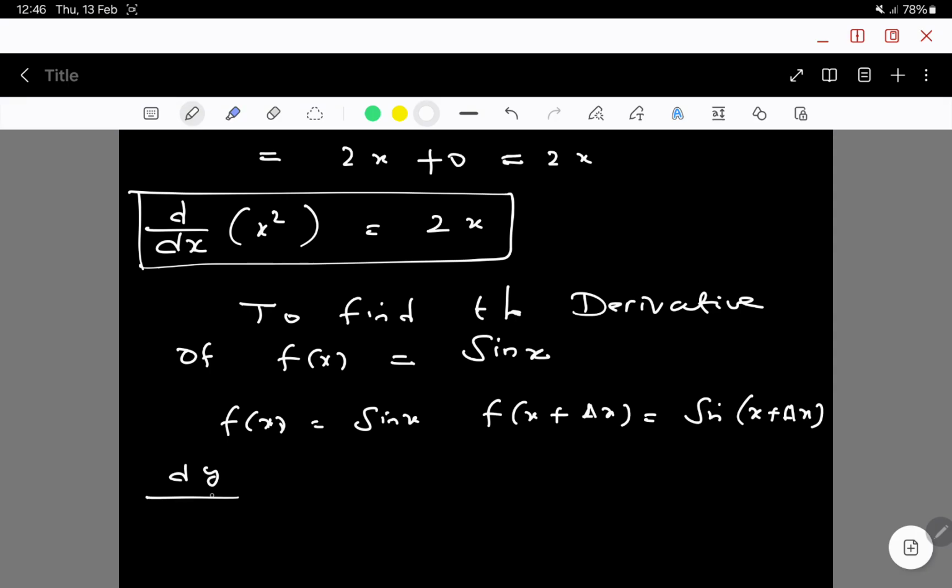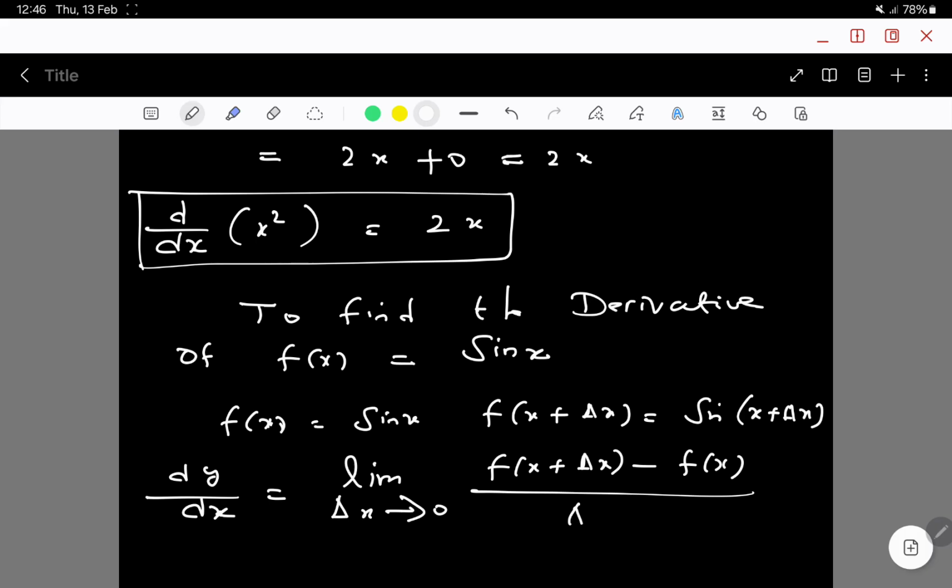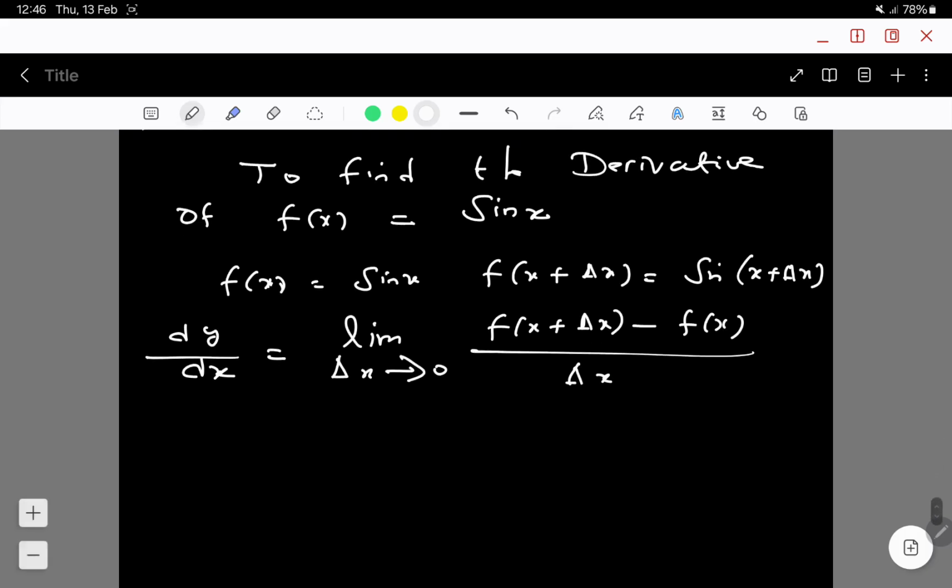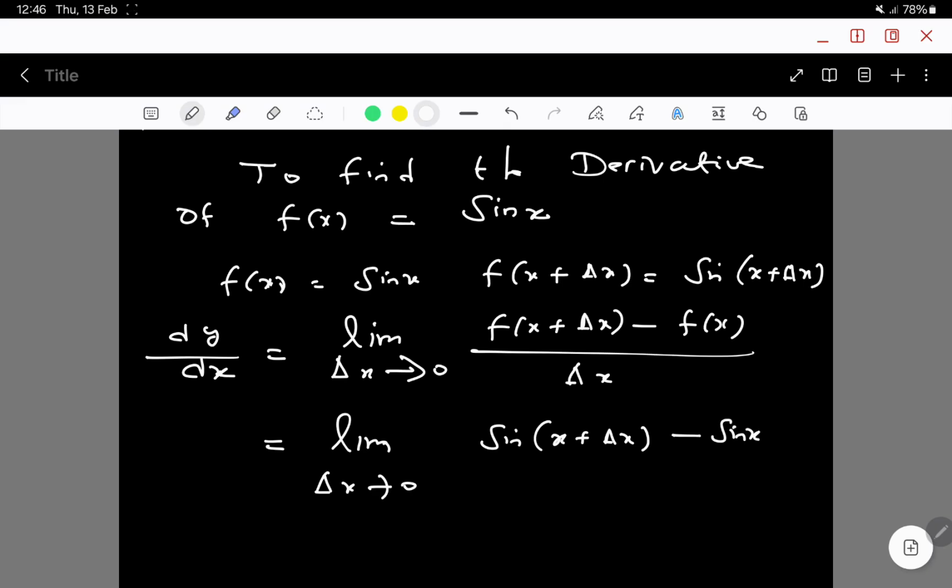Now write dy by dx: limit delta x tends to 0, f of x plus delta x minus f of x divided by delta x. Now we substitute the values: sin of x plus delta x minus sin x divided by delta x.